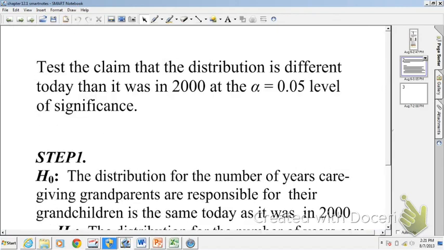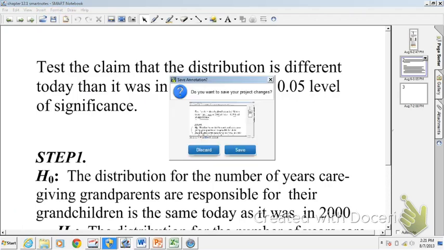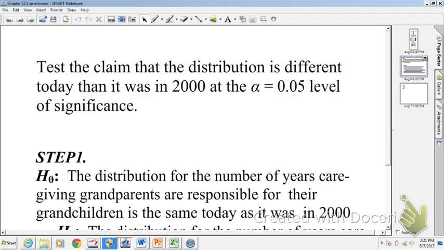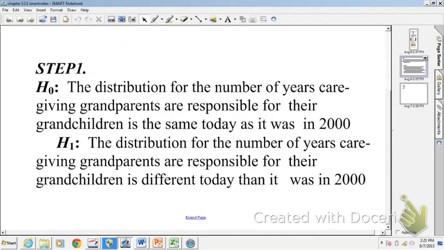So I've written this out here a little more formally. Test the claim that the distribution is different today than it was in 2000 at the 5% alpha level, or level of significance. We had already said what the null and research hypothesis is going to be in this kind of test in general, but I applied it to this problem. So the null is that the distribution for the number of years caregiving grandparents are responsible for their grandchildren is the same as it was in 2000.